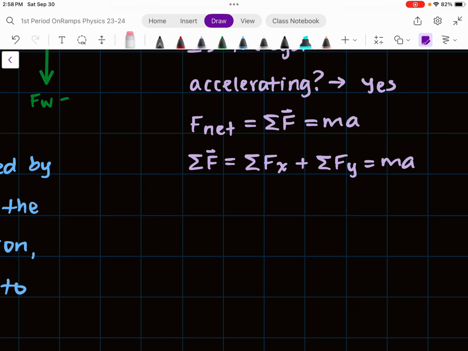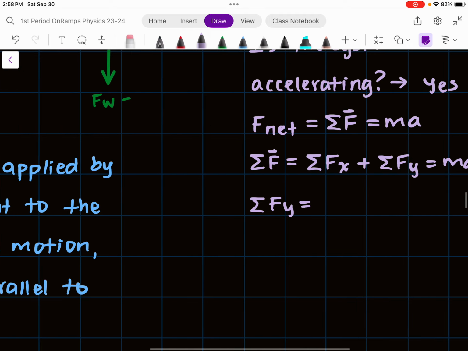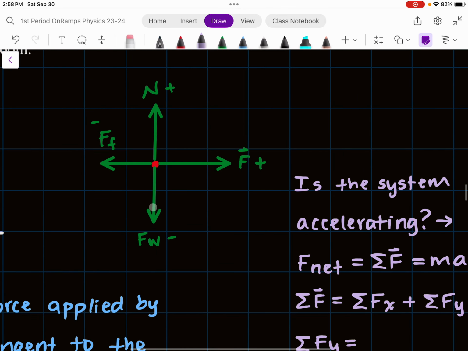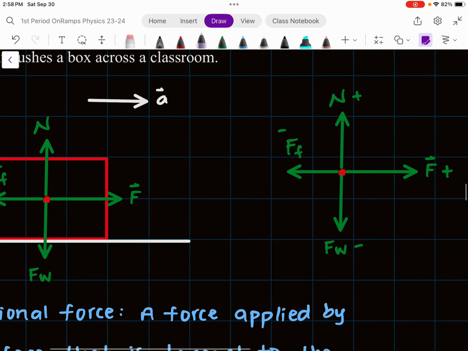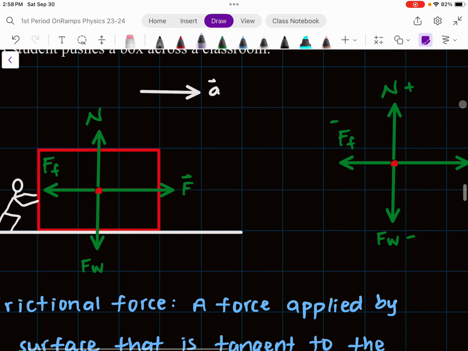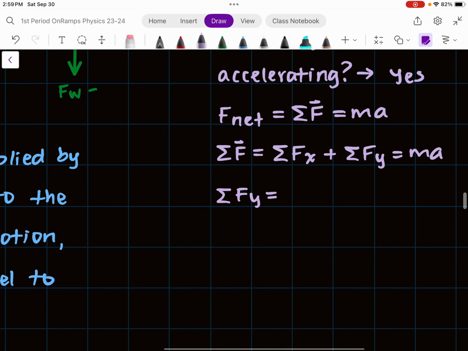Because for this example, only one of these two has to be equal to mass times acceleration, and the other one will be equal to 0. So let us start with the y direction. Forces acting along the y are the weight and normal force. The acceleration vector points to the right, not up, not down. So there's no acceleration in the y direction, which is to say, normal force is positive minus the weight negative is equal to 0.